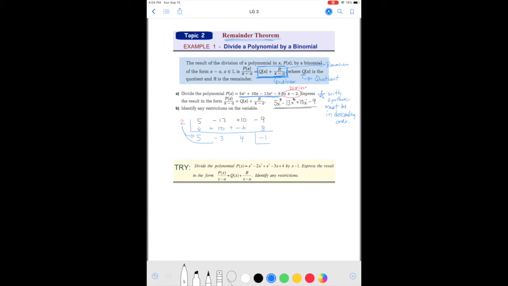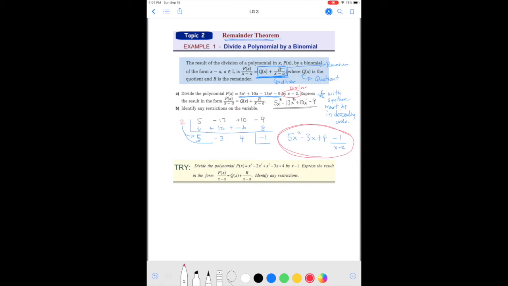All right, so now let's put it into this form up here. We have 5x, remember it's going to be 1 power less, squared, minus 3x plus 4, minus 1, all over the divisor x minus 2. So there is the answer. So that is the remainder theorem.